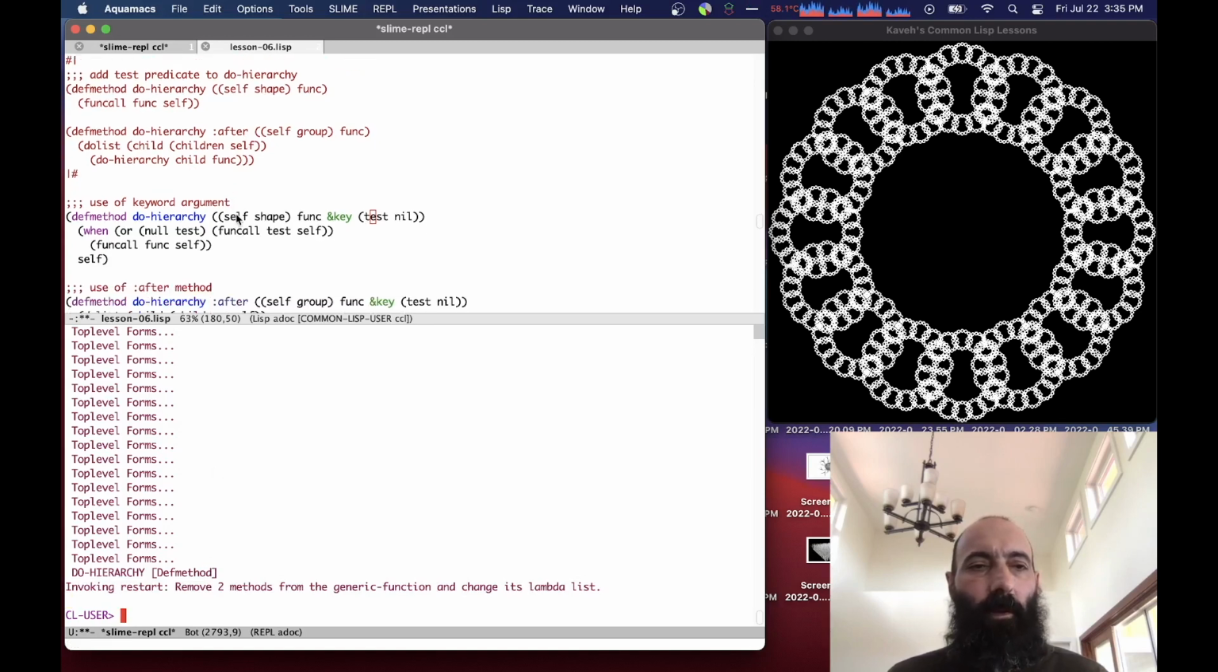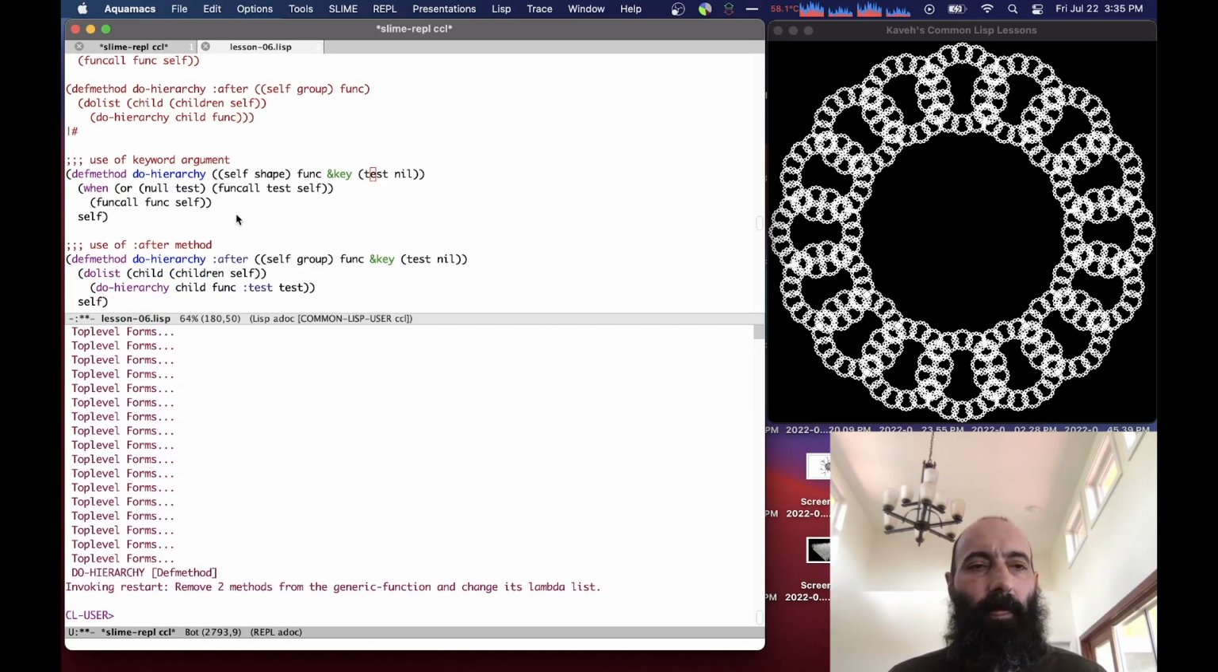So what does that generic function do? It does the same thing as the old one did, except before it calls the function on itself, it tests to see whether or not it should be calling the function on itself. And it'll call the function on itself if either the test is null, in other words, test is nil, there is no test, just call the function, or you call a test on itself and it returns a non-null value, i.e., let's say a true value.